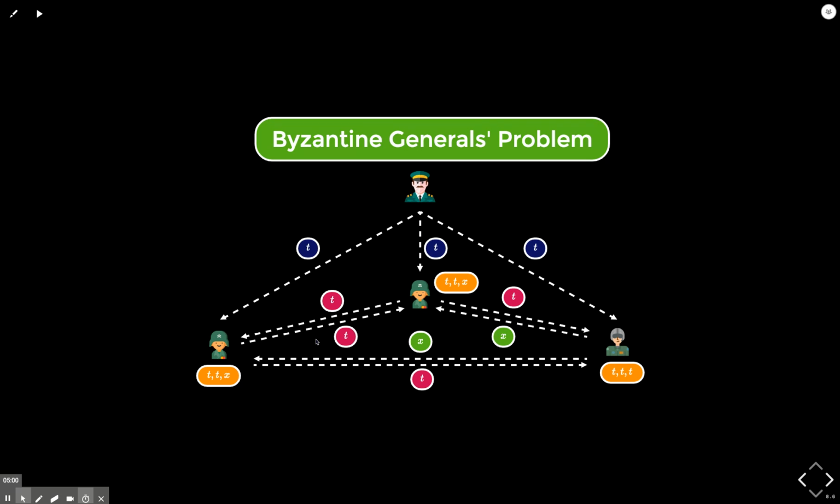So his majority action is still to take the attack. The same holds for the guy in the middle. And the guy in the corner, even though he's a cheater, actually has an information set which says that the attack time will be time T. So within this network, there is consensus and the attack will take place.